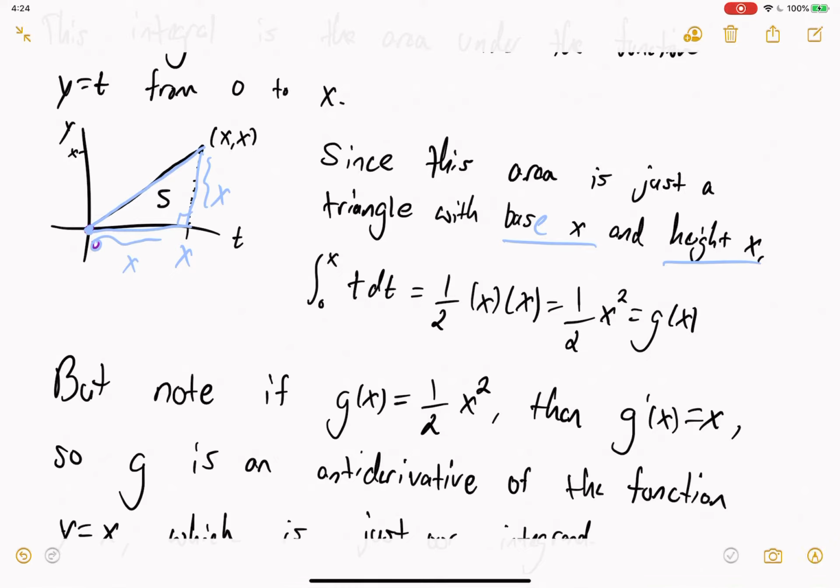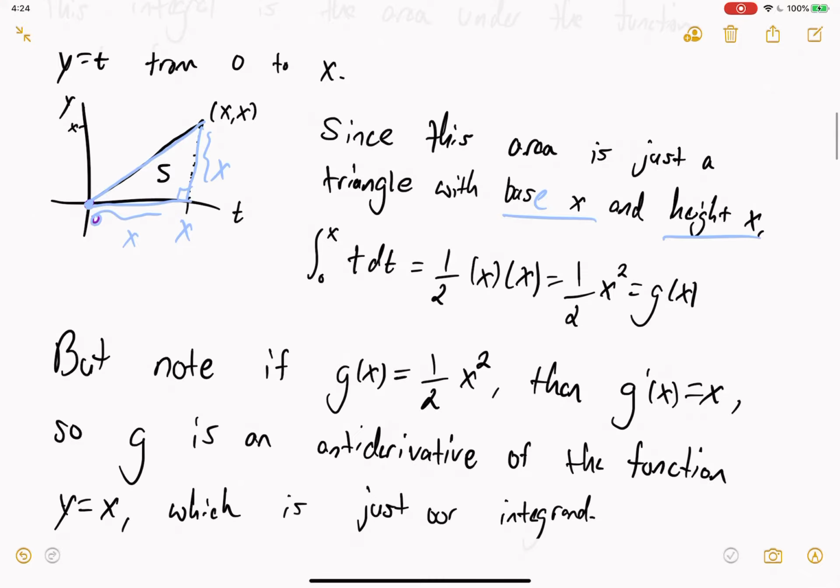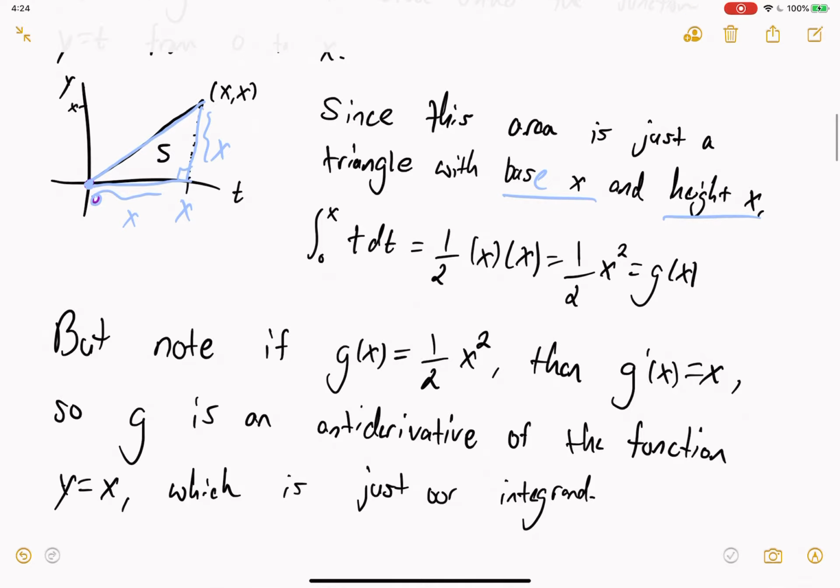We touched on this briefly in the last section: you can use rectangles, but in some cases where the region is very nice, you can actually just use geometry, which is what we can do here. So the integral from 0 to x of t dt is equal to 1/2 base times height, so 1/2 x times x, which is 1/2 x squared. And let's call that g of x.